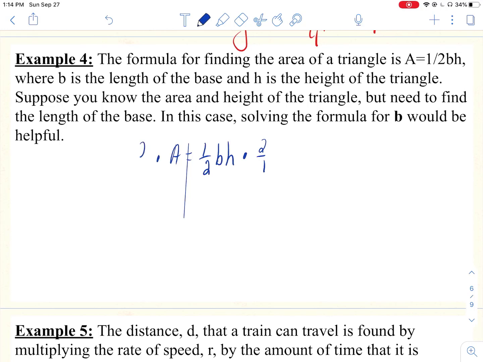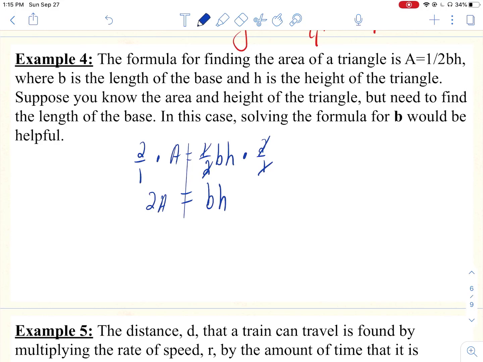Whatever you do to one side, you do to the other. Now, if you remember from earlier in our notes, our words to know, our reciprocal is the flipped fraction. It's the flipped fraction because when we multiply these two together, 1/2 and 2 over 1, we're going to get the product of 1. So when we do this, we'll be left with b times h. And on our left side, if we take 2 over 1, which is the same thing as 2, and multiply 2 times a, we're going to get 2a.